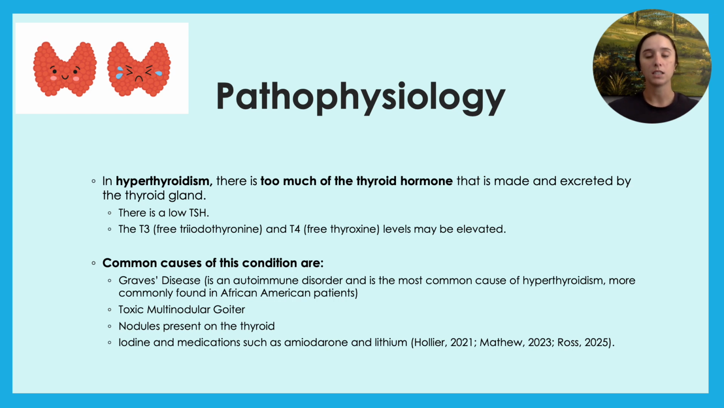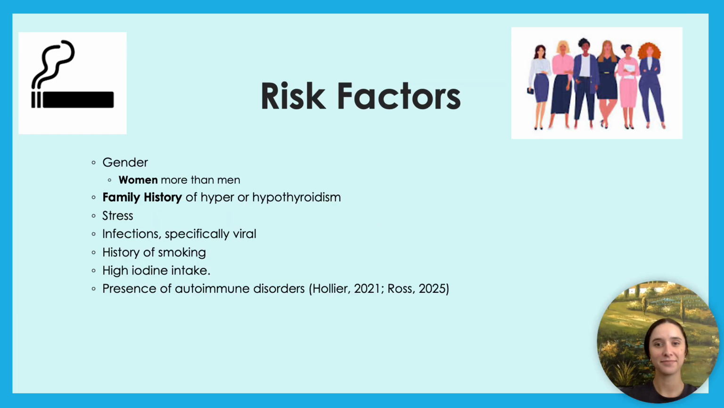Common causes of this condition include Graves' disease. This is an autoimmune disorder that is the most common cause of hyperthyroidism, and it is more commonly found in the African American population. A toxic multinodular goiter is also a common cause, nodules present on the thyroid, and then iodine and medications such as amiodarone and lithium can also cause hyperthyroidism.